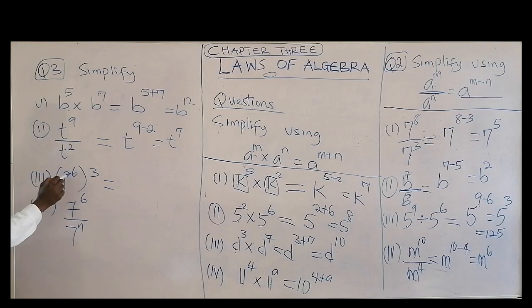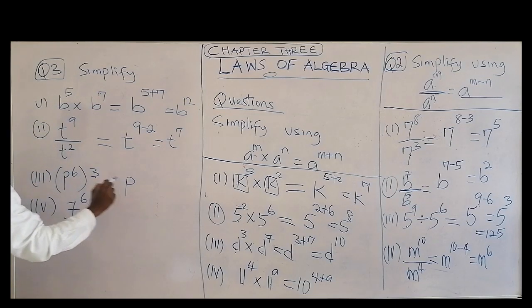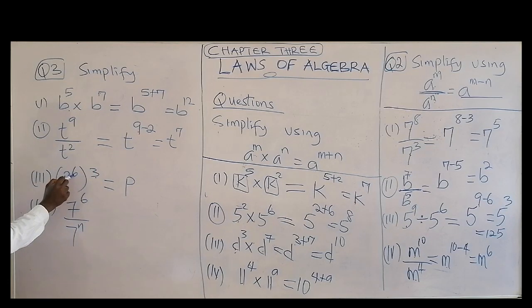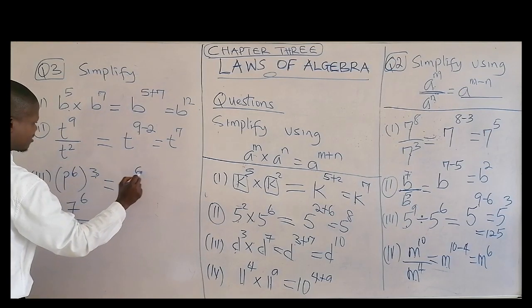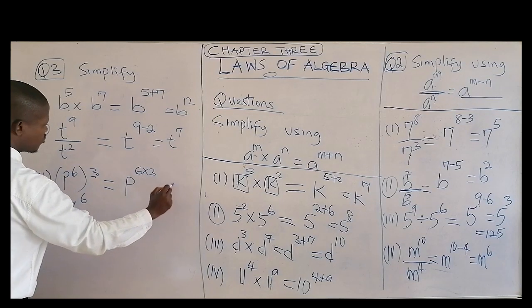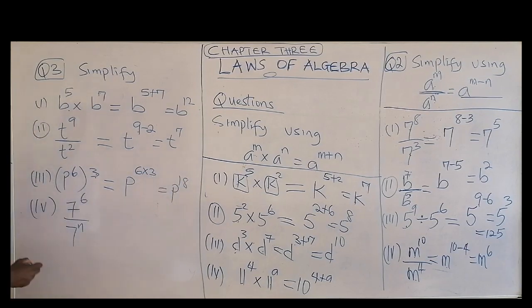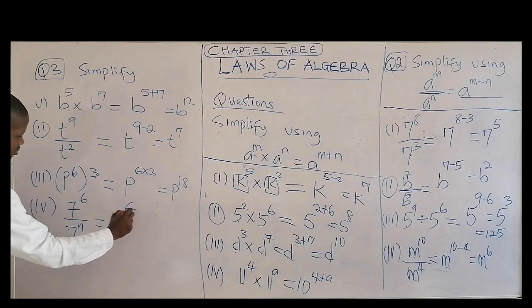Here, you have the inner power, and you have the outside one. So that will be p, the inner power, the inner exponent times the outside exponent, and that will be p, times that will be 6 times 3. That will be p what? P in t. The last one here, the bases are the same. You take one of the bases, then you subtract what? The powers.